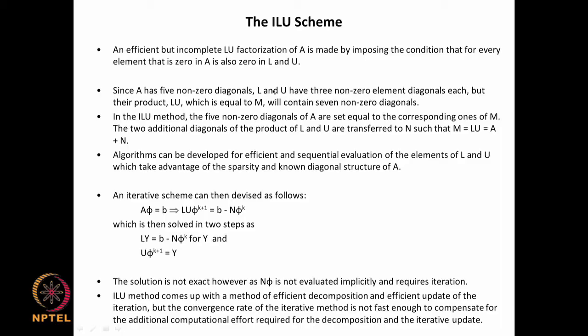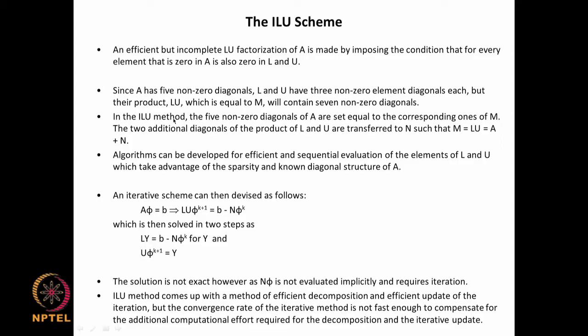But so you have L and U which have 3 non-zero diagonals, but the product of L and U, which is equal to M, the implicit part, will contain 7 non-zero diagonals. Even though A has only 5 non-zero diagonals, since you put this condition here, which makes it easy for us to evaluate the elements of L and U, we are putting this condition that only those non-zero diagonals of A must also be non-zero in L and U. That enables us to have an efficient way of getting this L and U systematically. But the product of this 3 by 3, 3 of L and 3 of U, will have 7 non-zero diagonals, that is 2 more than what A has.